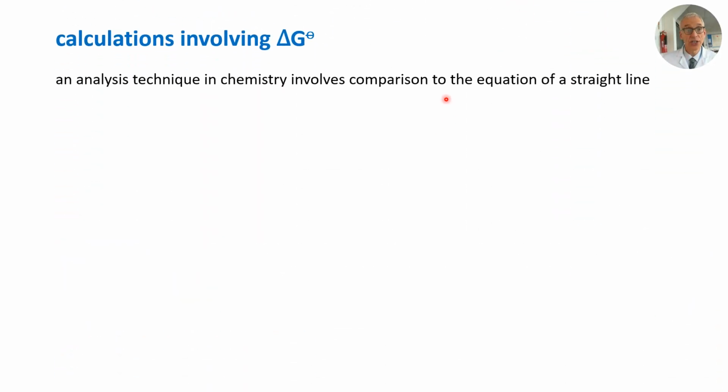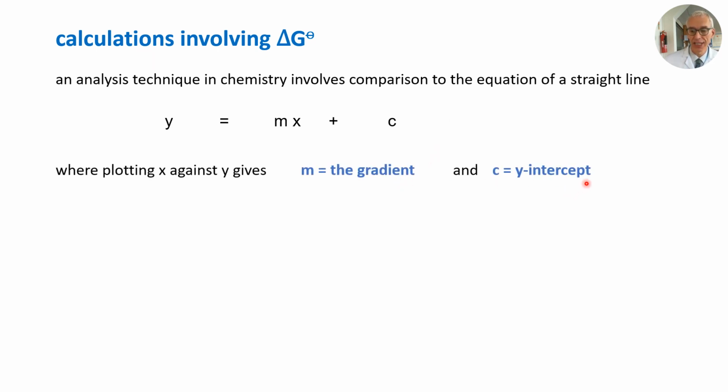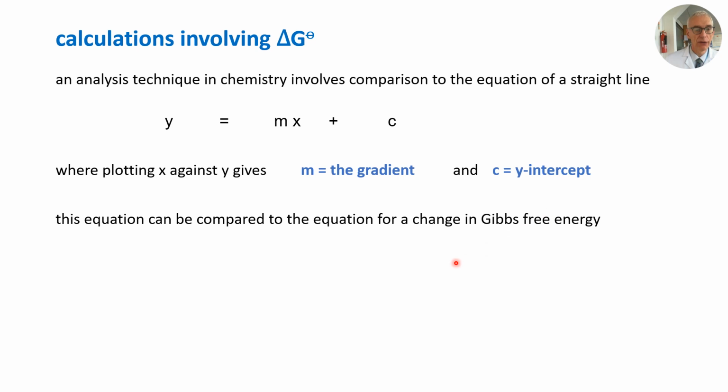A common question or expectation in OCR Chemistry A exams is the use of comparison to the equation of a straight line, which I will remind you is y equals mx plus c, where m is the gradient and c is the y-intercept. Now, if you look at the equation for the change in Gibbs free energy, delta G equals minus T delta S plus delta H, I've slightly rearranged it so that you can more obviously see that the delta H would correspond to the y-intercept.